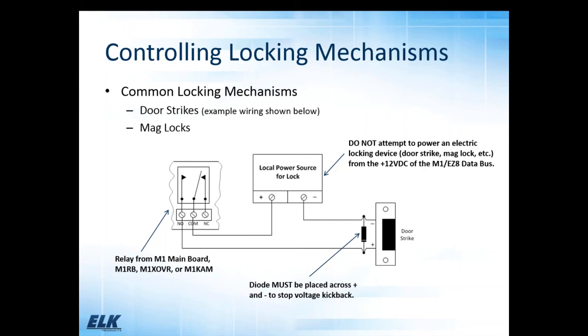Now it's very important that you put a diode across the positive and negative at the lock to avoid voltage kickback. It's also very important to note that you do not want to try to power that locking mechanism from the M1 data bus. M1 is able to provide 1 amp of continuous current, and most locking mechanisms are going to either be using all of that or exceed what the M1 is able to provide. So you want to have a separate power source for your locks.